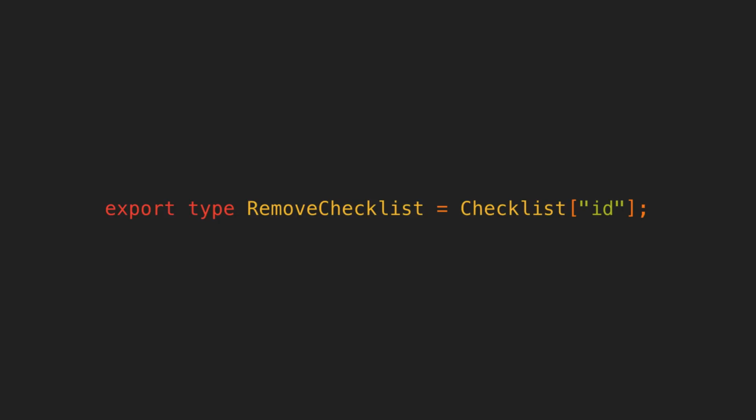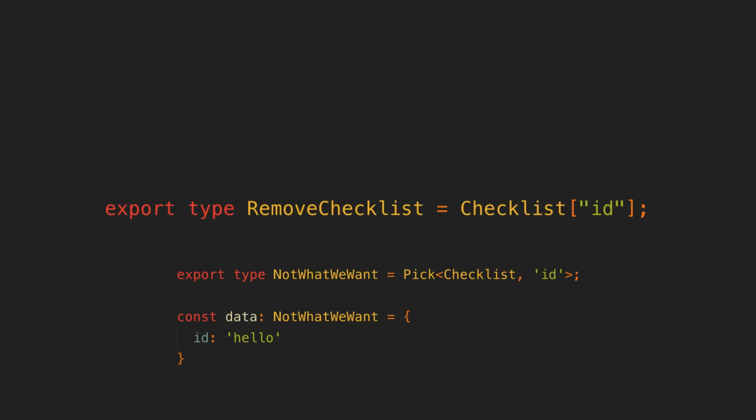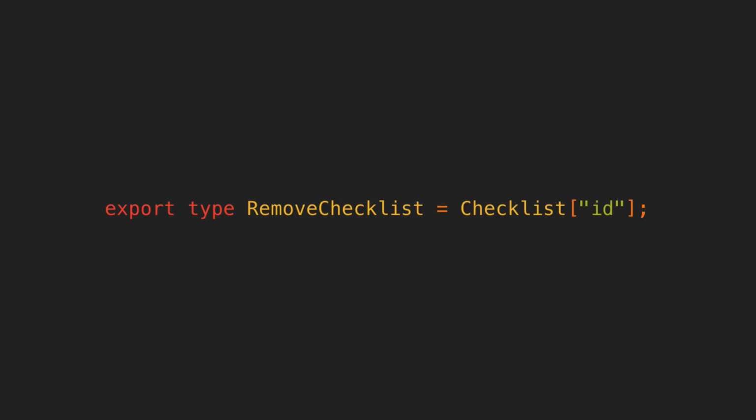So this is different to the pick utility type, which would result in the type being an object that contains an ID. The lookup type will result in a type that is simply the type of whatever ID is. In this case, that means the resulting type will just be a string.